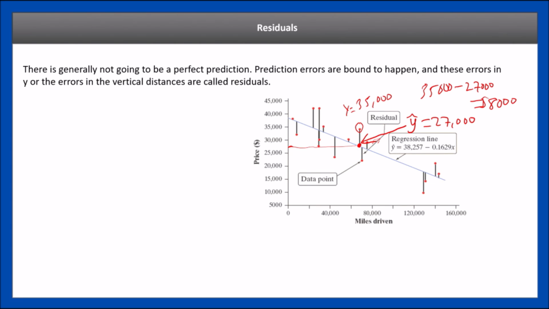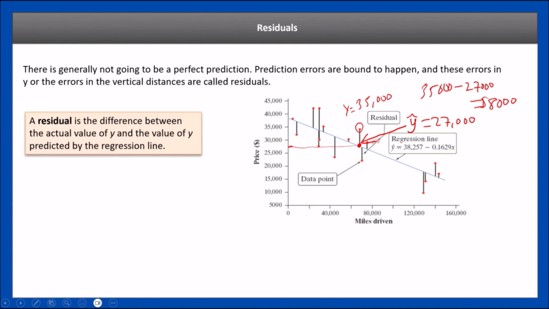So that means I over-predicted, or I under-predicted, right? So this is an under-prediction because my graph is my prediction, right? And my data point was above that prediction. And so that means that we under-predicted. So a positive residual means under prediction. A negative residual means we over predicted. All right, so that's how the residuals work.